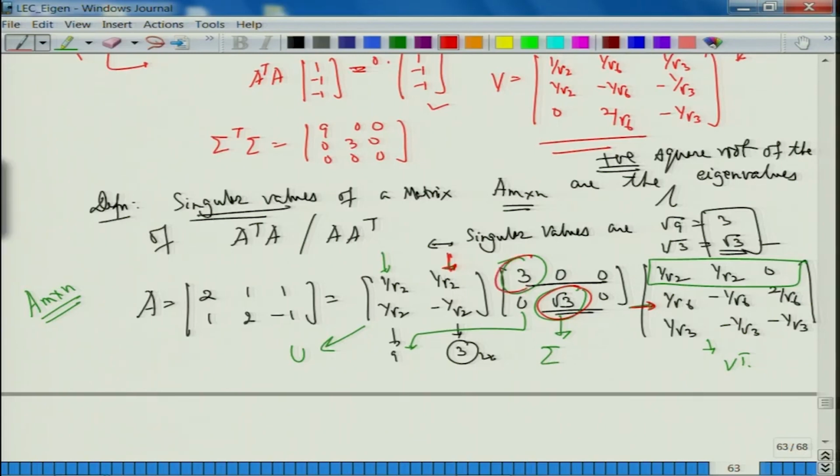If I want the largest, this is the largest among the 2 singular values, 3 is larger than root 3. This comes from the first one, and the corresponding entry is this from this side. These are the 2 things that I need to play around with. Similarly, minus and so on.